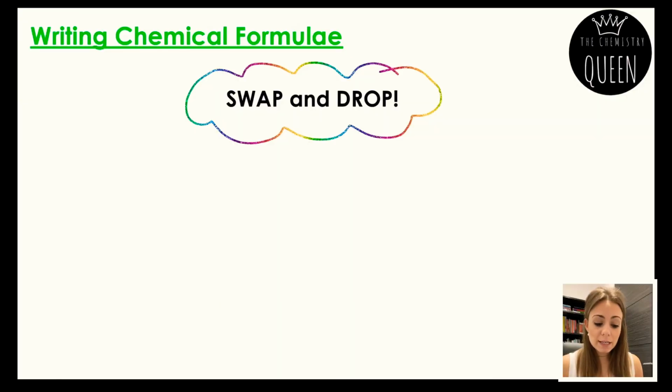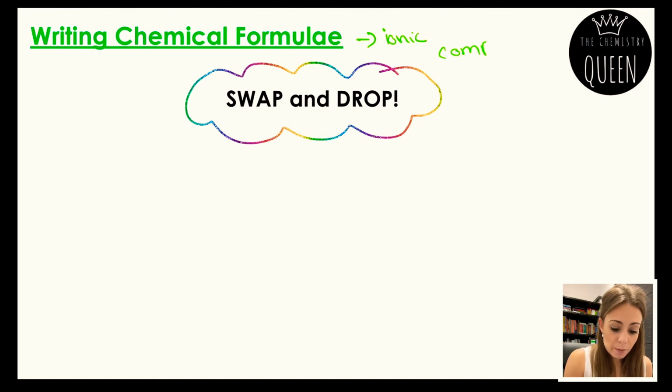So writing chemical formulae for ionic compounds, you can remember this really nice, simple, easy rule to do that, and it's called swap and drop. And when I'm saying swap and drop, I'm referring to the charges of the ions.